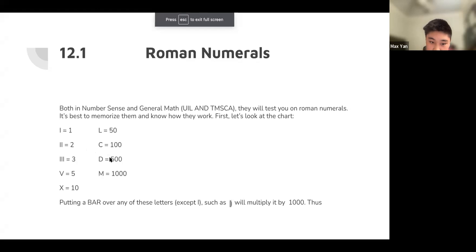C is equal to 100, D is equal to 500, and M is equal to 1000. By putting a bar over any of these letters except I, such as D with a bar on top of it, it will multiply it by 1000. So for example, L with a bar on top would be 50,000.